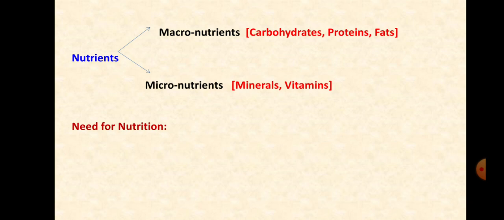Now, macronutrients, which are required in larger amounts, are carbohydrates, proteins and fats. Whereas micronutrients, as per the requirement of the body, are comparatively required in lesser quantity, and they are minerals and vitamins. As they are required in smaller quantity, they are termed micronutrients.